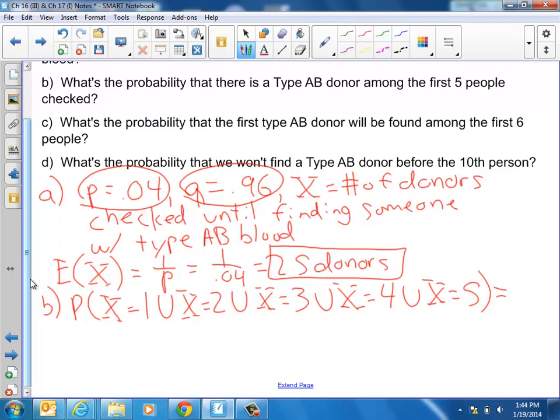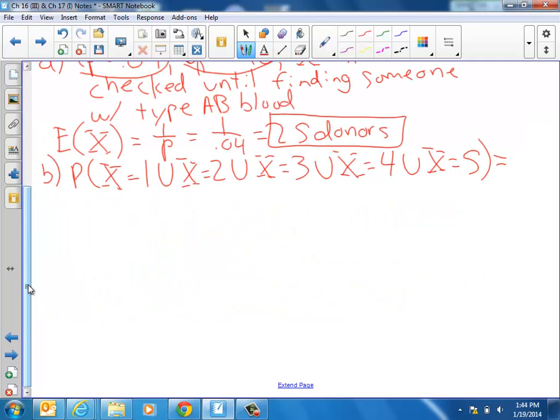So these are disjoint events. You cannot have the first person have type AB blood and the second person whose blood you draw also be the first person to have type AB blood. So because these are disjoint events, for all these U symbols, remember we can just add those separate probabilities. So this is equal to the probability that we find success on the first person, P, plus the probability we find failure then success, plus the probability we find 2 failures, 2 people without AB blood, then a success, plus Q to the third P, plus Q to the fourth P.